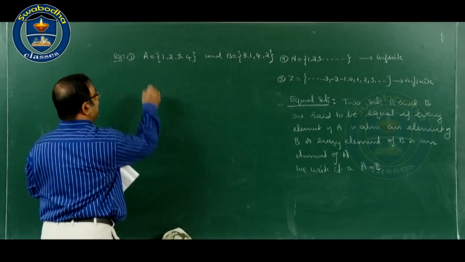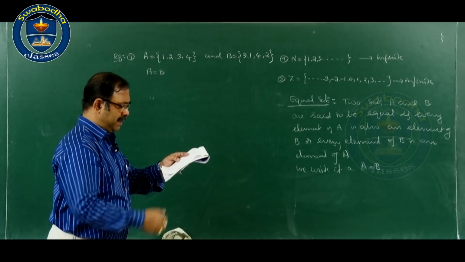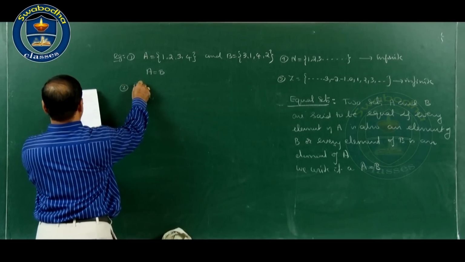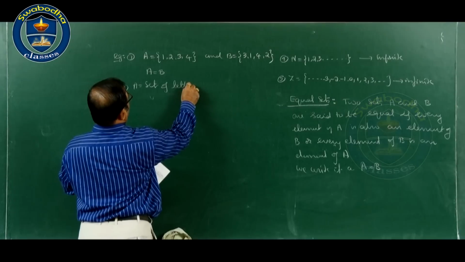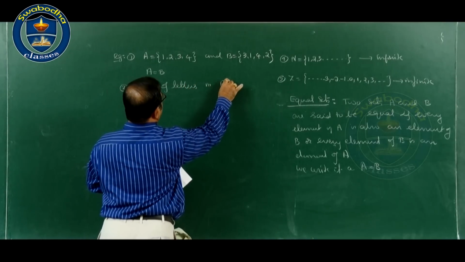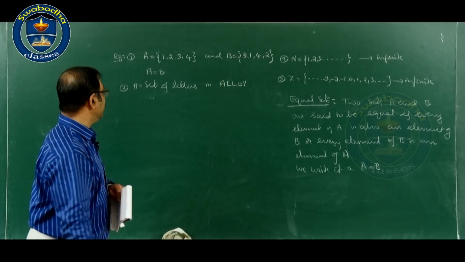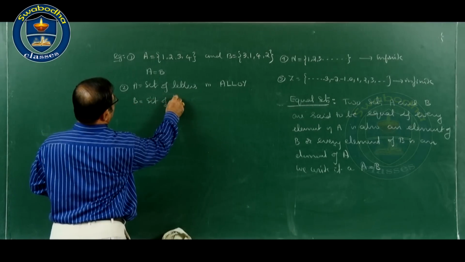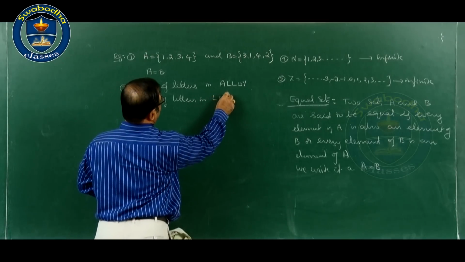So here A is equal to B. Now I'll give you another example. A is the set of letters in the word alloy. B is the set of letters in the word loyal.